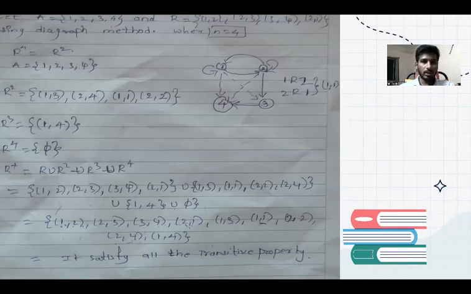Let A equal {1, 2, 3, 4} and R equal {(1, 2), (2, 3), (3, 4), (2, 1)}. Using the diagram method, where n equals 4, n is the number of elements. So we have to find R power 4, starting with R square. R square is (1, 3), (2, 4), (1, 1), (2, 2). And for R cube, first we have to represent the elements 1, 2, 3, 4 using the diagram method.